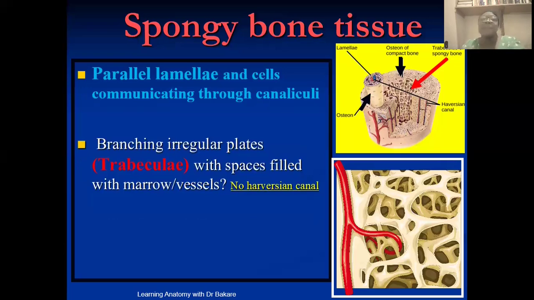This is how the lamina are arranged, and this is specifically referred to as trabeculae. If you look at this lower image, this is where we have trabeculae arranged in a branching irregular network. And of course, within them, you have a number of spaces. This region that is marked here in red is the trabeculae. You see that they are arranged in a branching irregular network, and they are seen with a number of spaces.